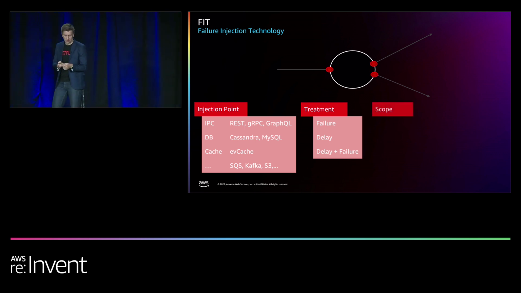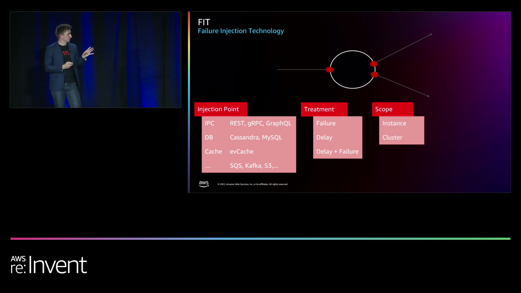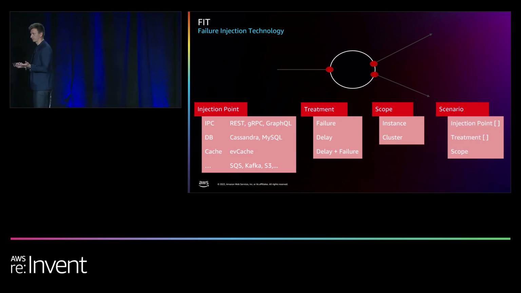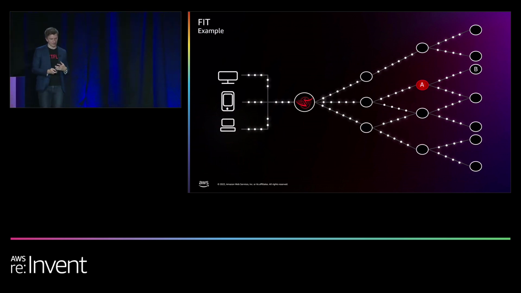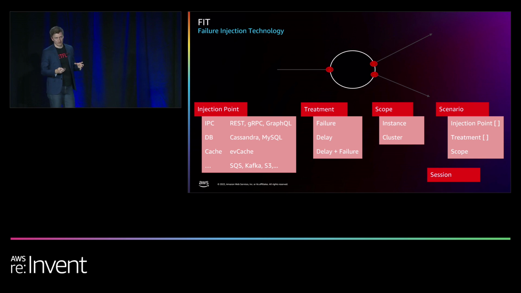And then there's the scope. The scope is used to define which injection point is going to get triggered. So far, we have seen scoping to instances, and now we are also able to scope to clusters. And then a scenario. A scenario is a blueprint of our chaos experiment. It defines a set of injection points, a set of treatments, and the scope. So it exactly defines what is going to happen during that chaos experiment. And finally, if the scenario is a blueprint, the session is a running scenario for that given Fit scenario.